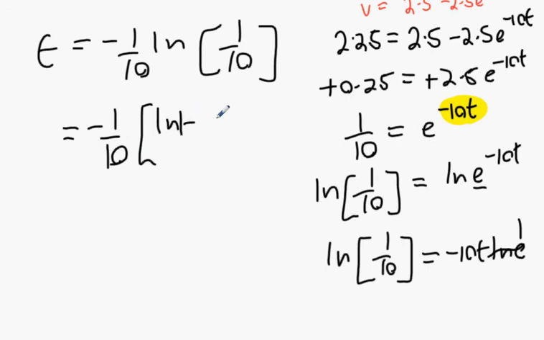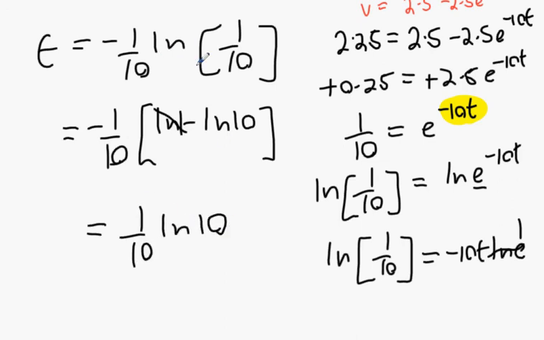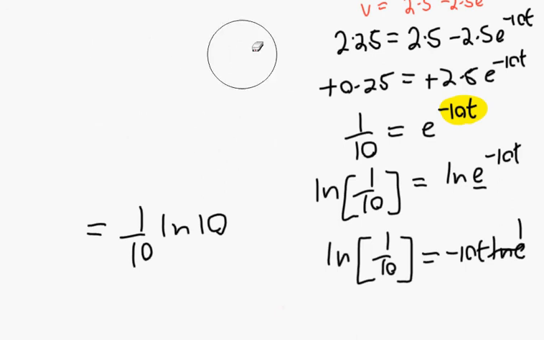Where did I get that from? The division rule. I unraveled it back to subtraction. ln 1 is what? 0. So what we're going to get is 1/10 ln 10. I think it's nicer than that one. Okay, it's much shorter and nicer, so I'm happy to keep that as the t value.